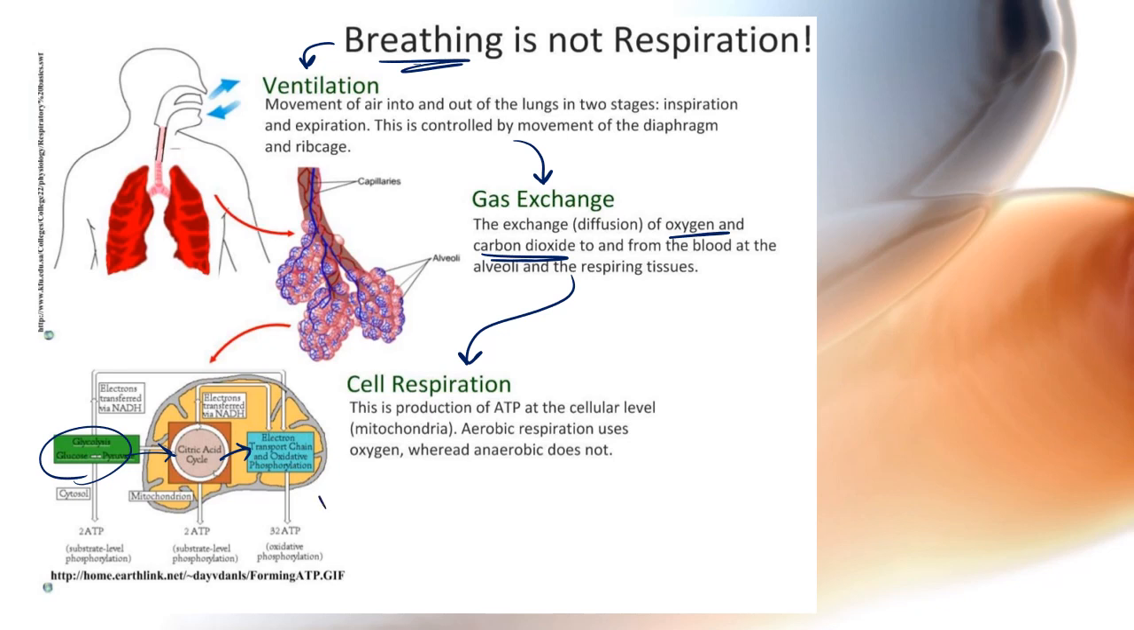Oxygen is the final electron acceptor at the end of the electron transport chain. So this is why we need the O2. We get the O2 into the blood in gas exchange. We get the oxygen into the lungs in ventilation.